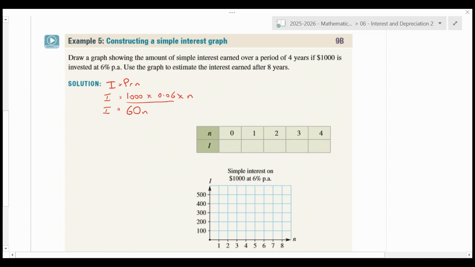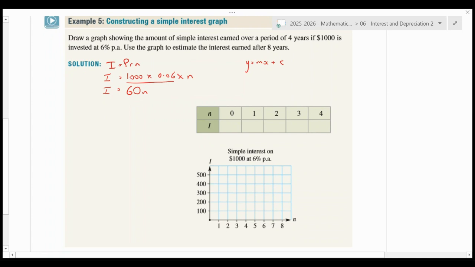And if you look at it closely, you'll notice that this formula or this equation is actually a straight line or a direct variation. And it's in the form of y equals mx plus c. So it's in the gradient intercept form that we've talked about earlier.